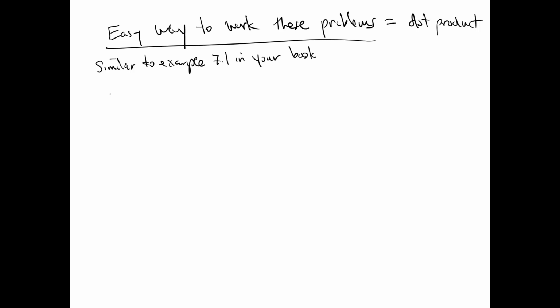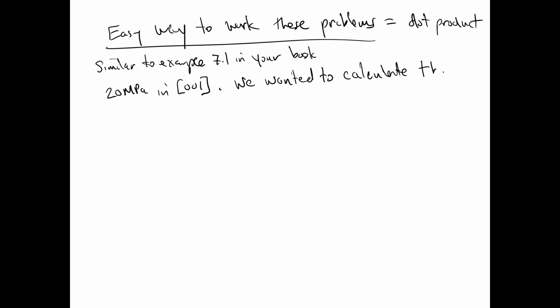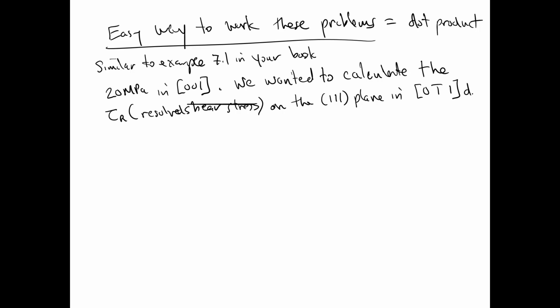Okay, but again, to remind you what the problem we just worked is, remember we had 20 MPa in the 001, that's the z direction, and we wanted to calculate the tau sub r, or resolved shear stress, on the 1, 1, 1 plane in the 0, 1, bar 1 direction. So we're going to work that same problem that I just drew out, and we worked with some trigonometry, geometry, but this time we're going to do it with the dot product in a much easier fashion, okay?